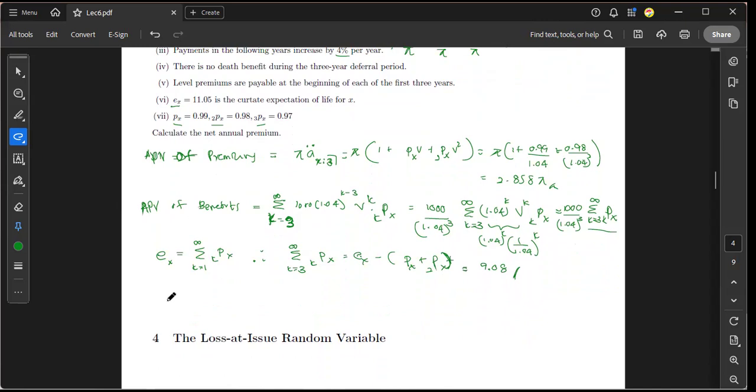So now the actuarial present value of the future benefits is equal to, when you multiply it by 1000 and divide by 1.04 to the power 3, you will get this one.